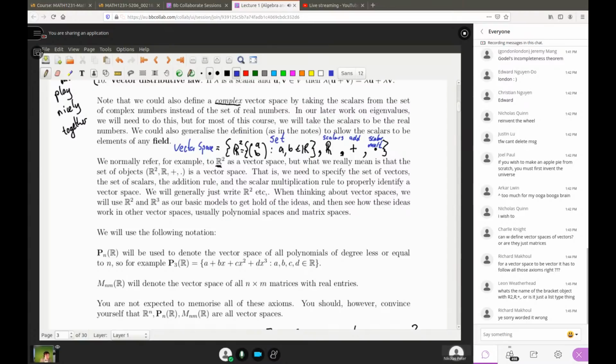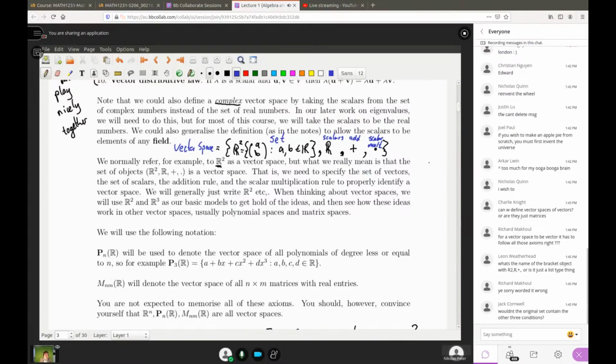What's the name of the bracket operated object? It just means four things together in no particular order. This is the same bracket used for sets. Wouldn't the original set contain the other three conditions? No, it's just pairs of objects.